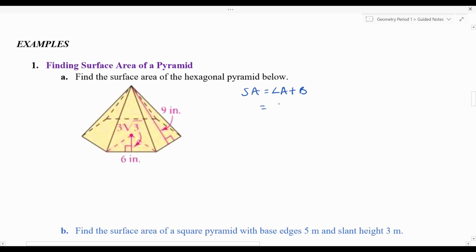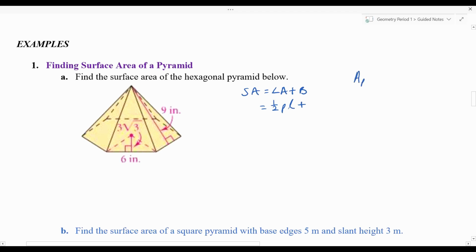So the lateral area, by definition in the theorem, is going to be 1/2 the perimeter times the slant, and then plus the area of the base. Now in this particular case, the base happens to be a regular hexagon. Since it's a regular hexagon, it is a polygon, and we can use the area of a polygon.